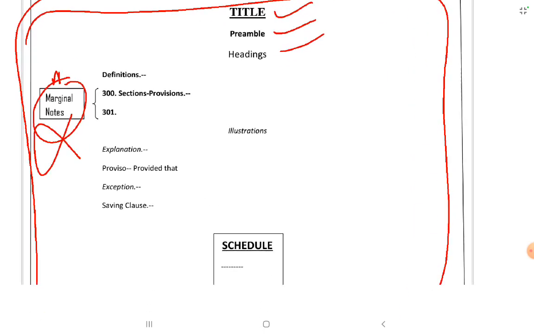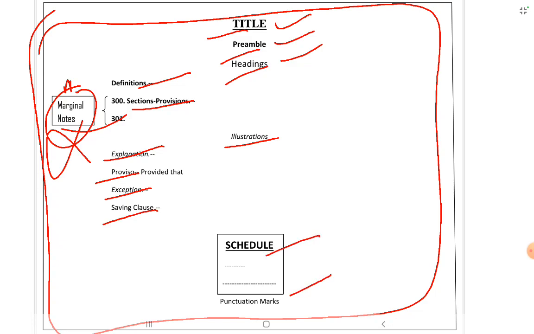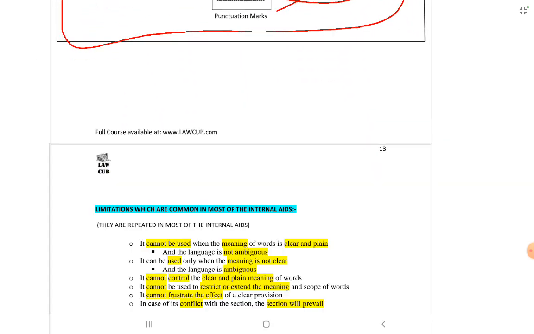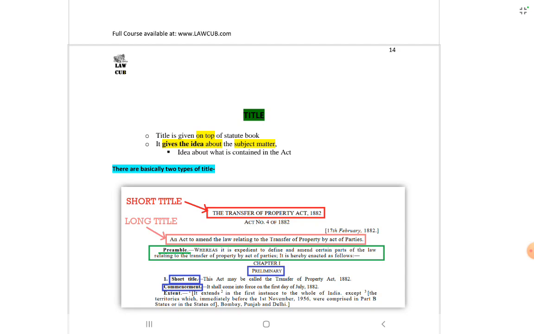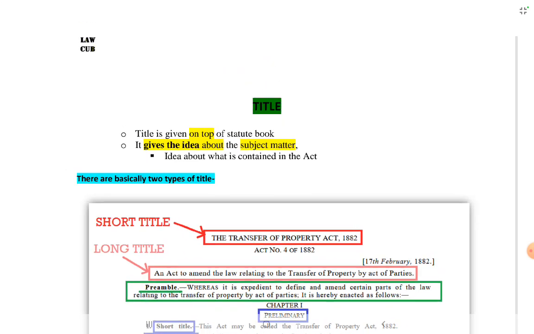All these were internal aids, like title, preamble, headings, definitions, sections, provisions, marginal notes, illustration, explanation, proviso, exception, saving clause, schedule, punctuation marks. All these are internal aids. They are present within the statute itself and they help in interpreting the statute, in finding the meaning of the statute. Now we will see explanation of each of the internal aids, like title, preamble, explanation, headings, all these.